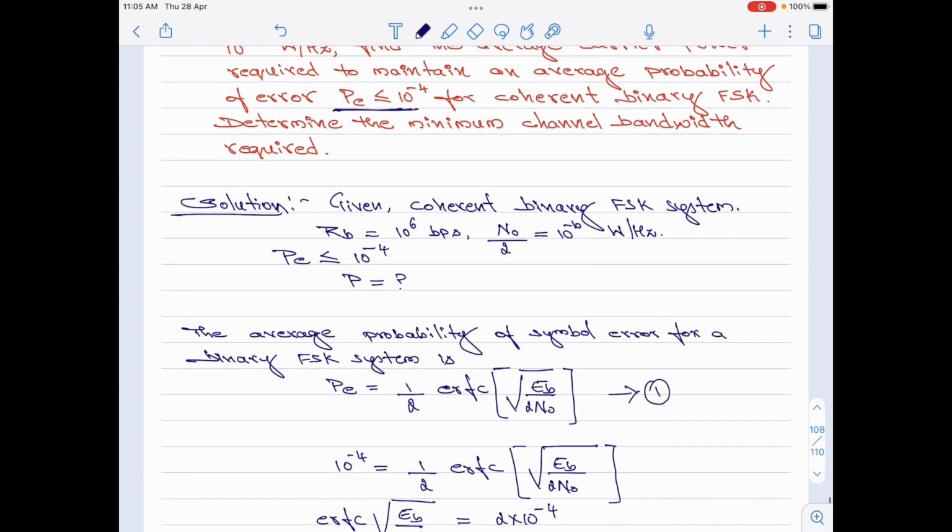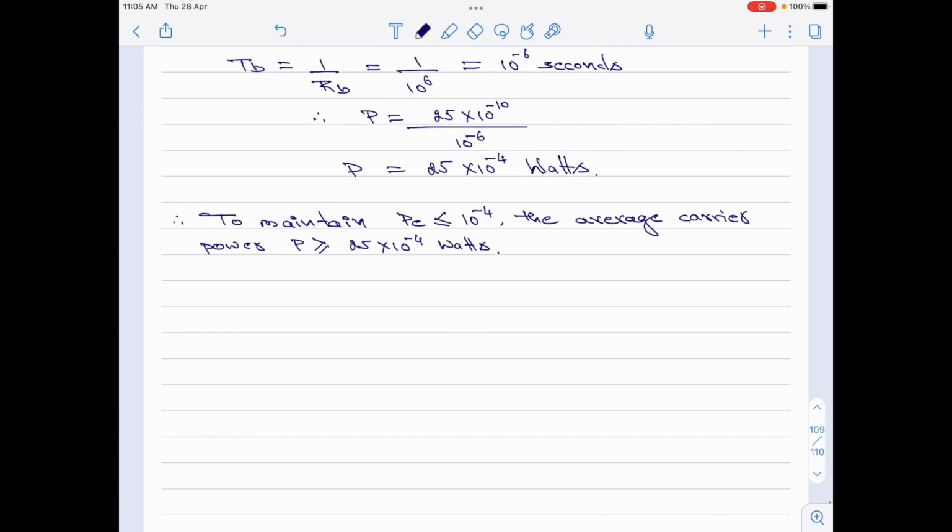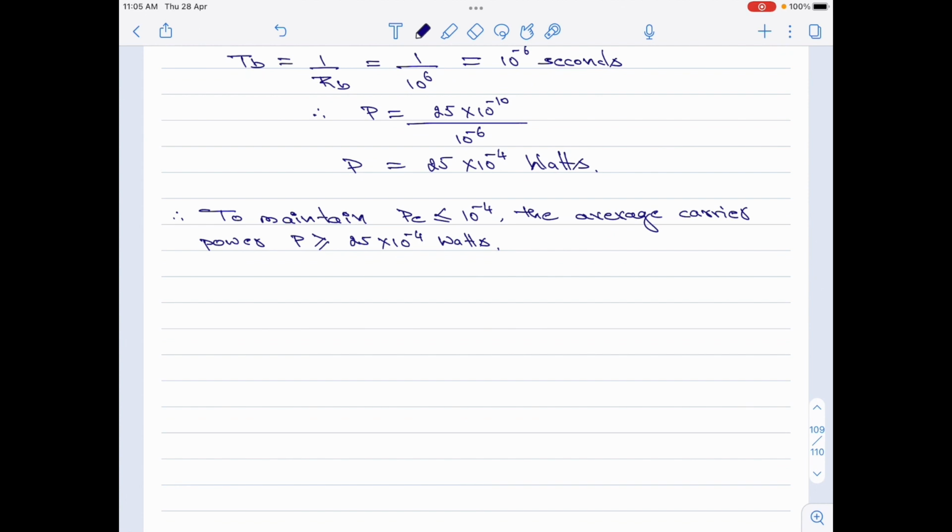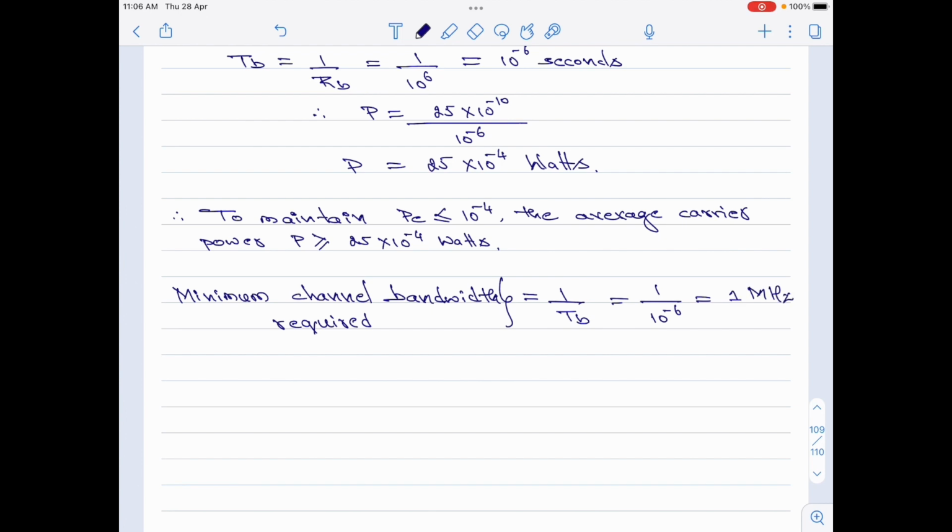Coming back to the numerical, please note we are also asked to determine the minimum channel bandwidth required for the coherent binary FSK system. Now, this is pretty simple because the minimum channel bandwidth required is simply equal to 1 divided by the bit rate, 1 divided by TB, which is equal to 1 divided by 10 to the power minus 6, equal to 1 megahertz. This is the solution for this numerical.